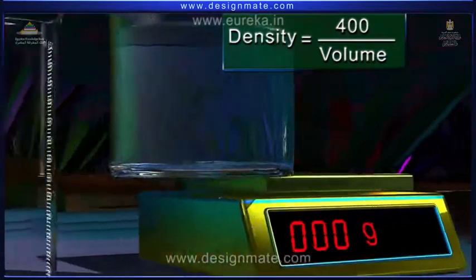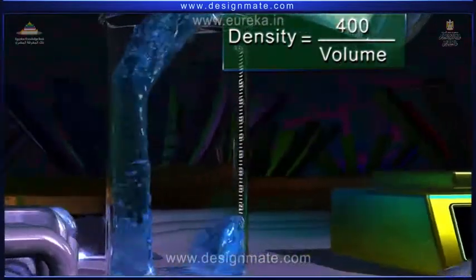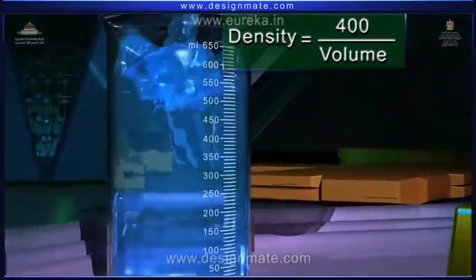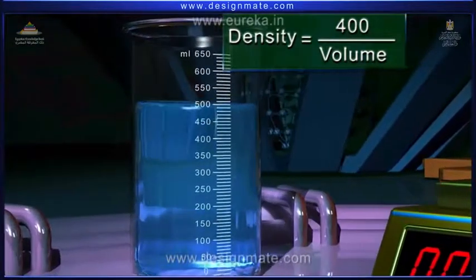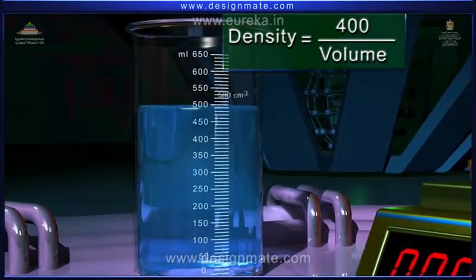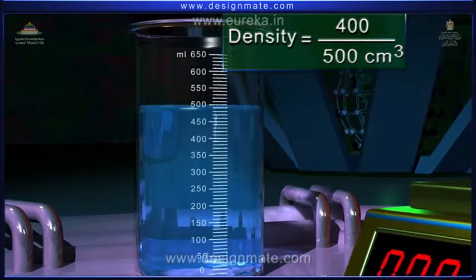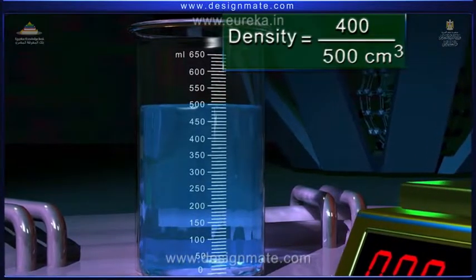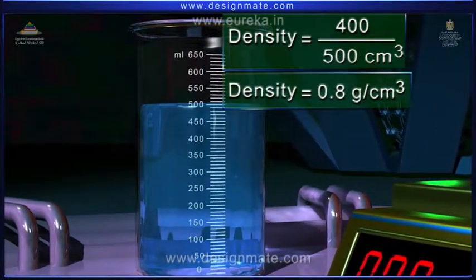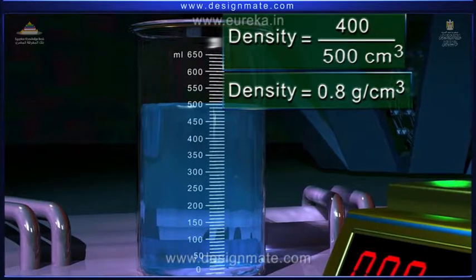Its volume can be found by pouring the liquid into a measuring cylinder, that is 500 centimeter cube. Now, by dividing the mass and volume, we can find the density of kerosene, that is 0.8 grams per centimeter cube.